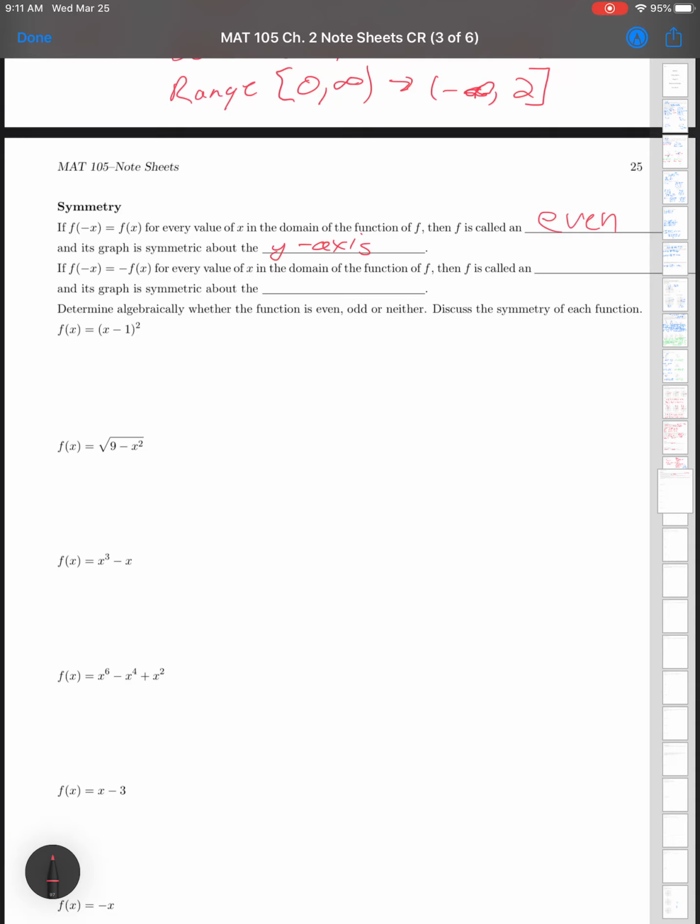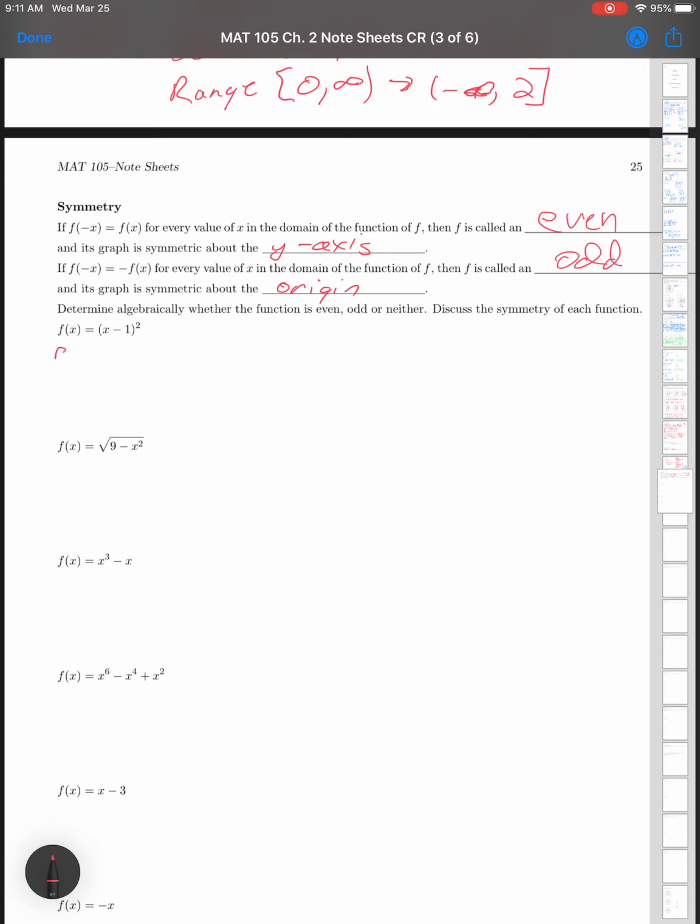y-axis. And if f of the opposite of x equals the opposite of f of x for every value of x in the domain of f, then f is called an odd function, and its graph is symmetric about the origin.